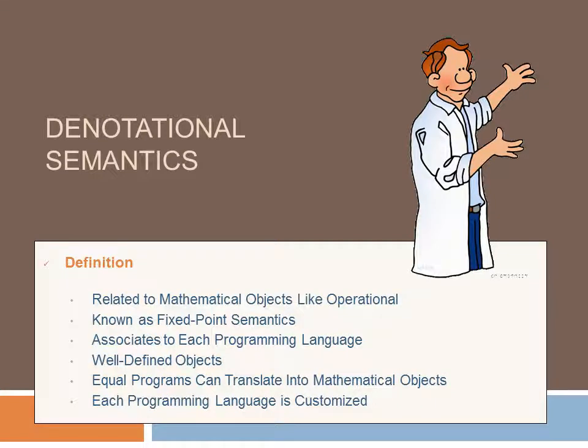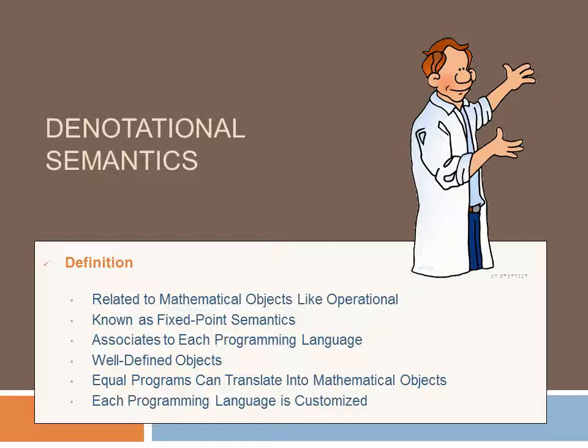Denotational semantics. So say a programmer wants to know what other types of semantics are out there. They want to contrast and compare. Maybe they're looking for a different type of functional-related semantics versus mathematical or operational types of semantics. Well, like operational, denotational semantics are related to mathematical objects. They are also known as fixed point semantics.